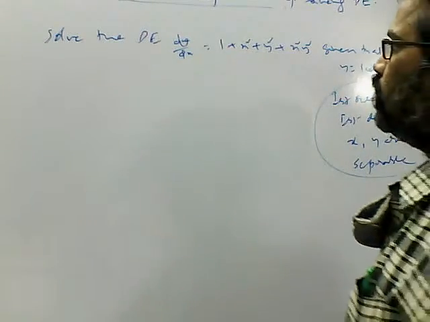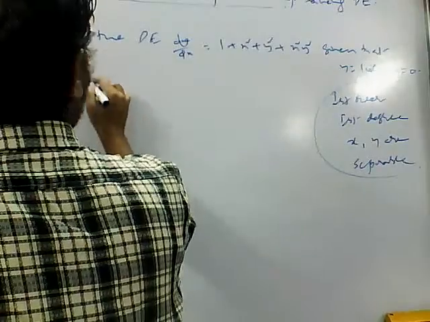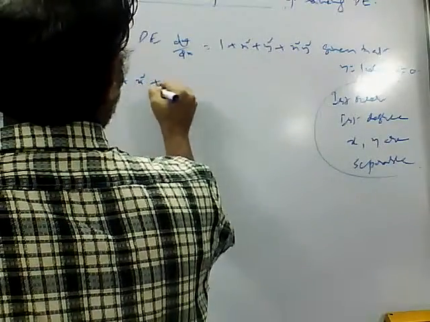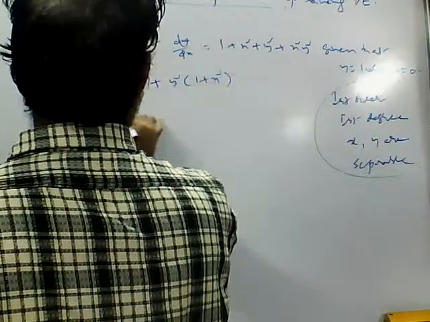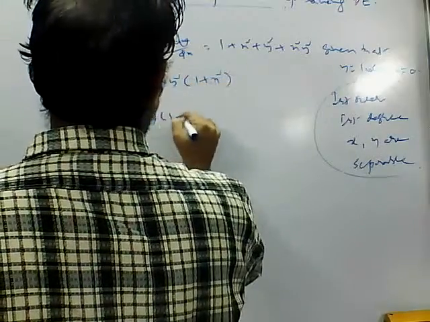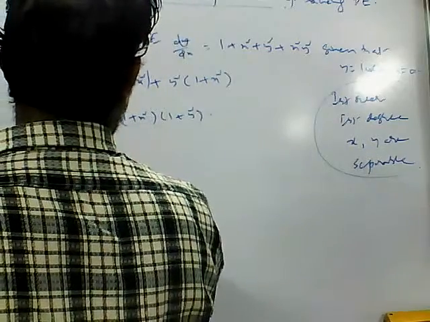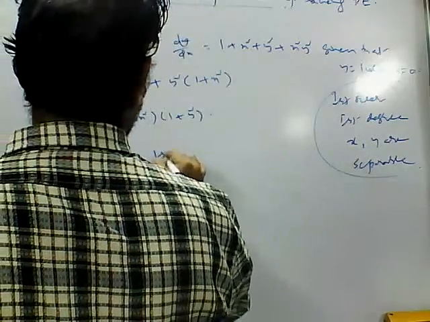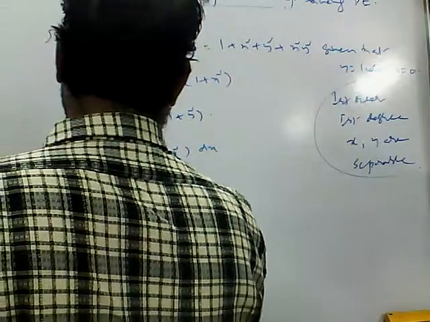So we go with dy by dx is equal to 1 plus x square into 1 plus y square into 1 plus x square, which comes to be 1 plus x square into 1 plus y square. This is dy by dx. Now variables are separated. dy by 1 plus y square is equal to 1 plus x square dx. So tan inverse y plus c1 is equal to x plus x cube by 3 plus c2.